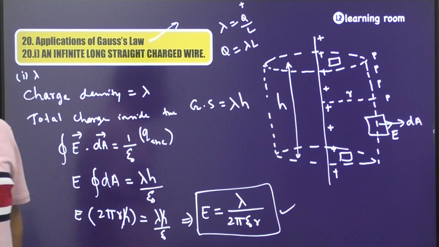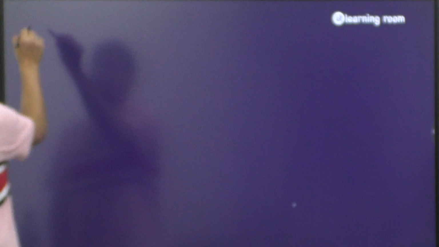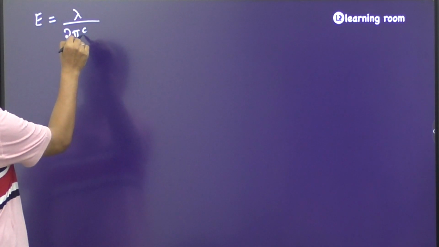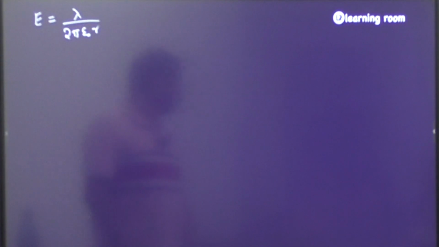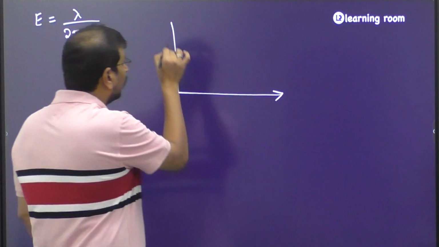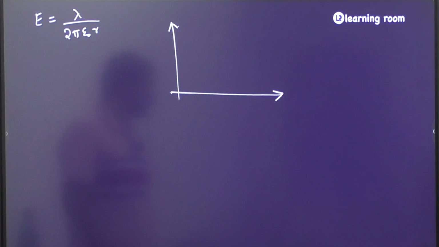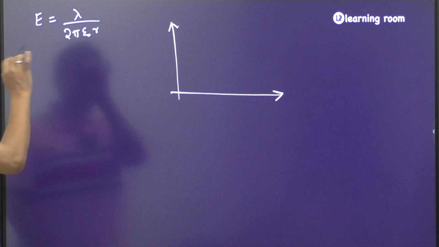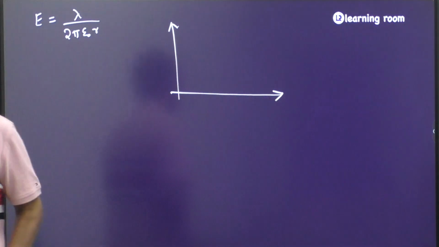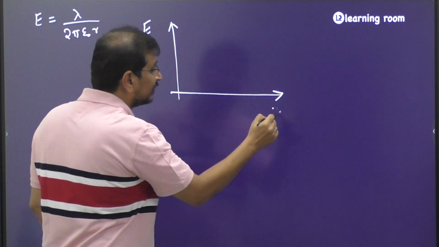So for this value, we know that E is equal to lambda divided by 2 pi epsilon naught r. See, this is something you will not find in your textbook. If you plot the graph between electric field and distance, which one should I take on the y-axis and which one on the x-axis? Electric field on the y-axis and the distance on the x-axis.